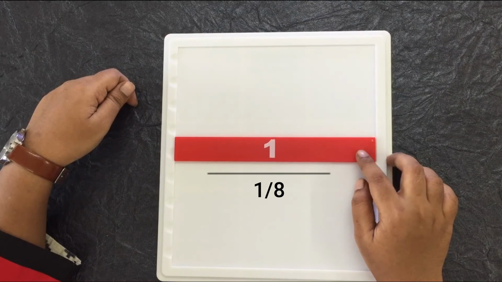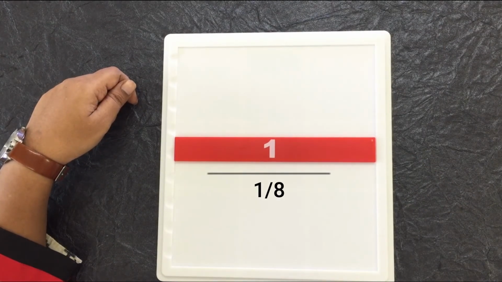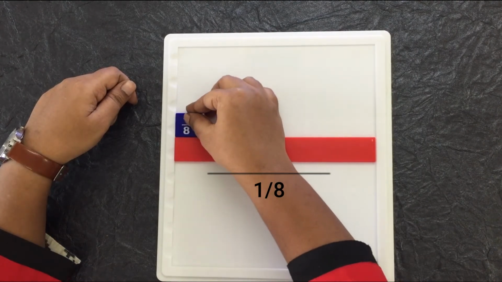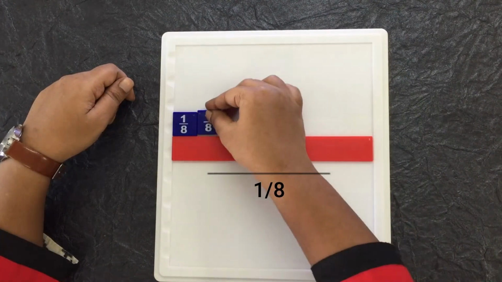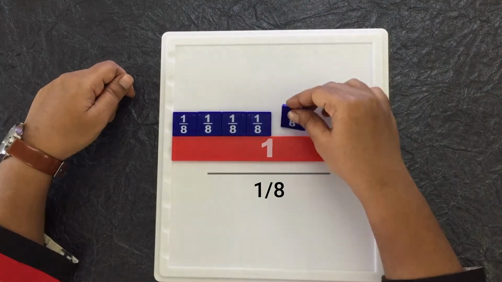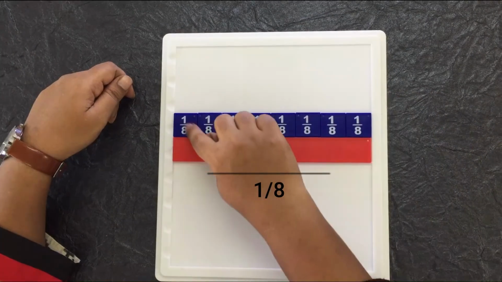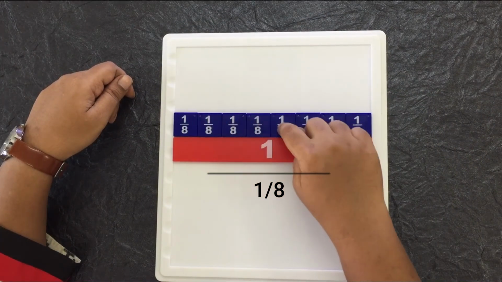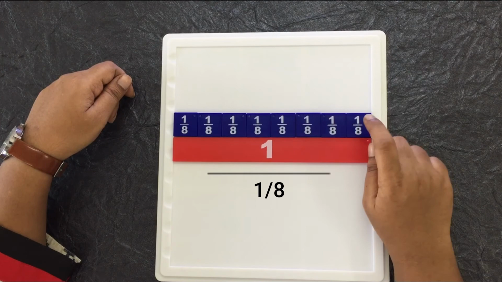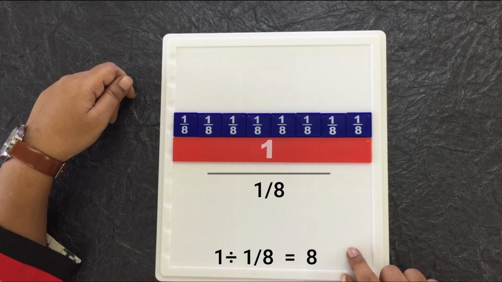This time, let's divide the whole by 1/8. Observe carefully how many pieces of 1/8 would we need to make a whole. Let's count 1, 2, 3, 4, 5, 6, 7, 8. So 1 divided by 1/8 is 8.